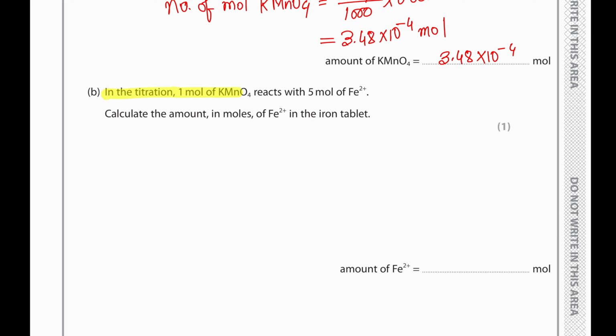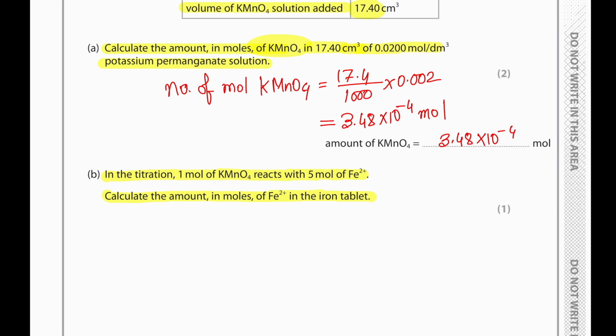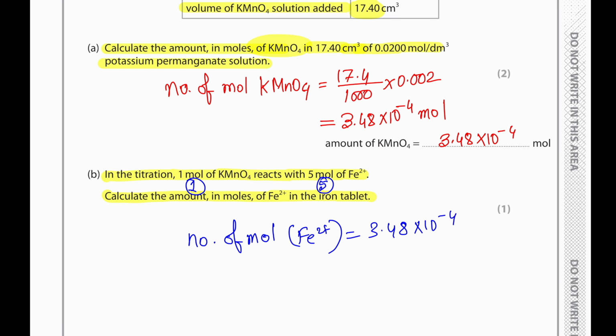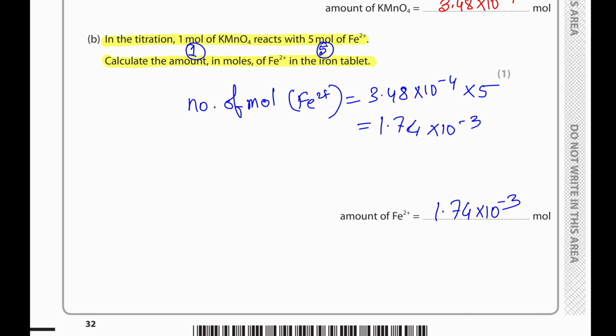In the titration, 1 mole of potassium permanganate reacts with 5 mole of Fe2+. Calculate the amount in moles of Fe2+ in the iron tablet. Since 5 mole of Fe2+ reacts with 1 mole of potassium permanganate, we will find out the number of moles of Fe2+. We will multiply 3.48 into 10 to the power of minus 4 into 5. So our answer will be 1.74 into 10 to the power of minus 3.